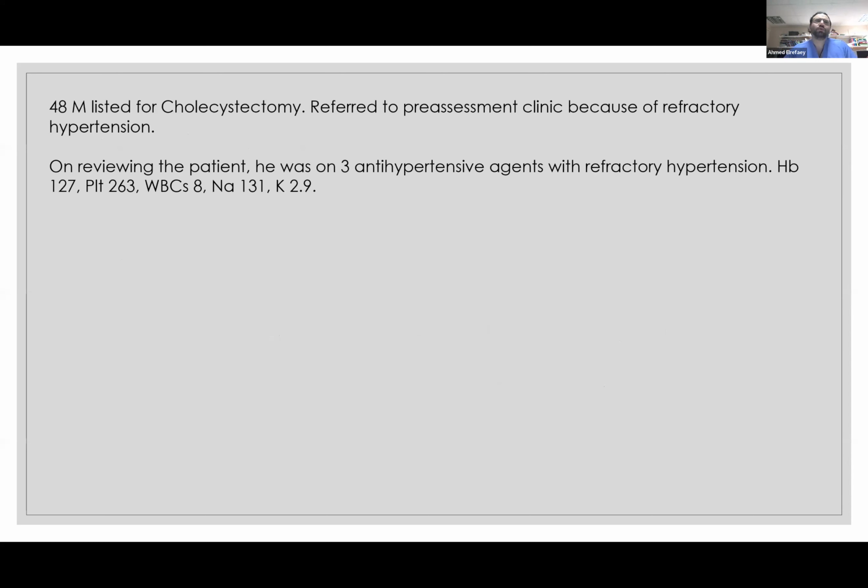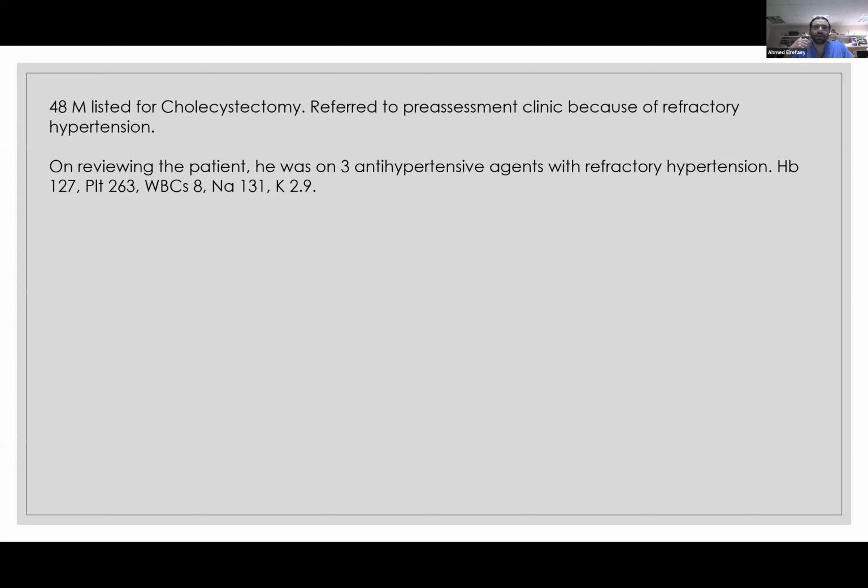You have a 48-year-old male listed for cholecystectomy, referred to a pre-assessment clinic because of refractory hypertension. So this patient has been hypertensive for a while and has been given several medications, and they are not responding. On reviewing the patient, he was on 3 antihypertensive agents with refractory hypertension: hemoglobin 127, platelets 263, white blood cells 8, sodium 131, potassium 2.9. If you see this patient coming for cholecystectomy in your pre-assessment clinic, what are you going to do?